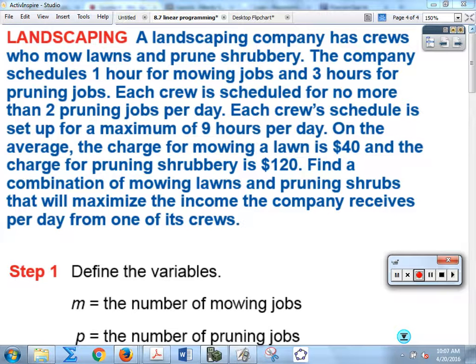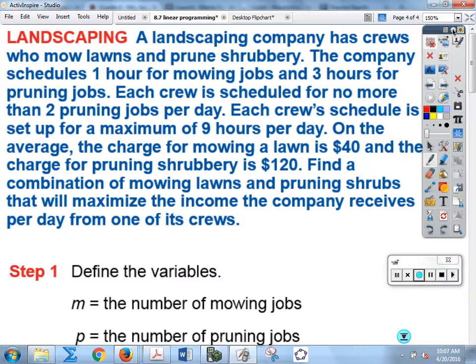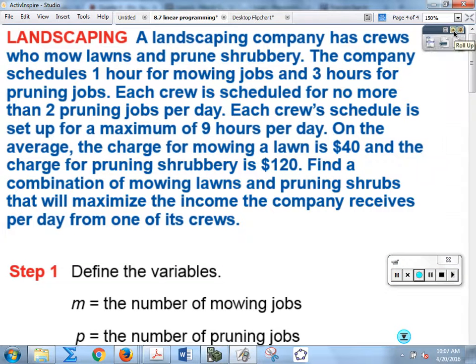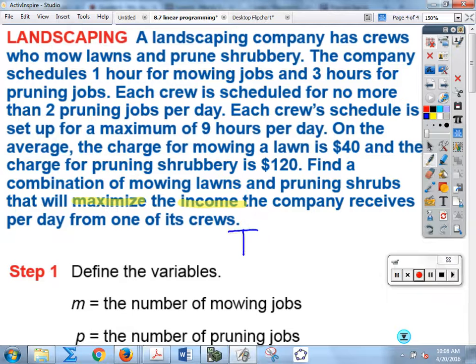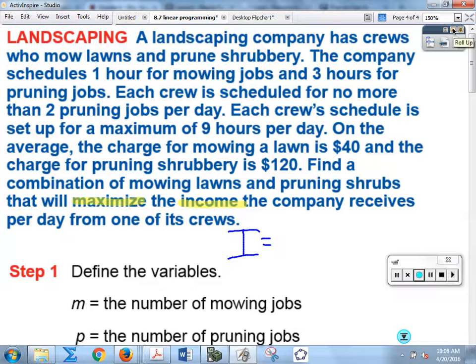So I think sometimes, as I started to look at these, you want to maximize the income. So if we could just make the objective function like that we're trying to maximize, then maybe we can make the rest of the equations because we'll know what our variable is. So like if I want to do income, let me just put an I for income. What is your income in this situation? What do you get for your income? You get $40 for mowing and $120 for pruning.